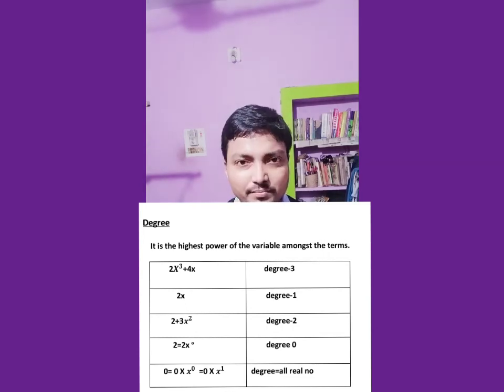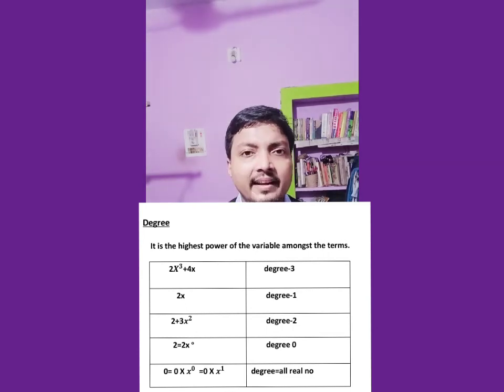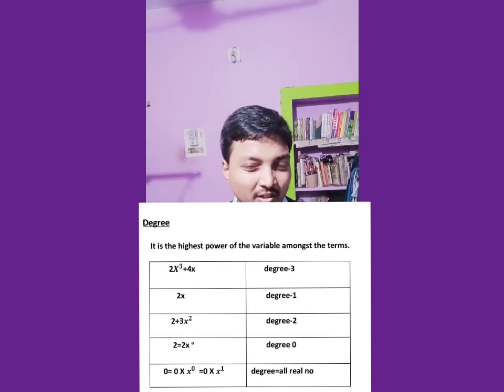Then suppose it is 0. I can write 0 in the form of 0 into x to the power 0, 0 into x to the power 1, 0 into x to the power 2, 0 into x to the power 1 by 2, 0 into x to the power minus 1 by 2 also. So the degree of 0 we cannot specify; the degree of 0 is all the real numbers. Remember, the degree of 0 is all the real numbers.